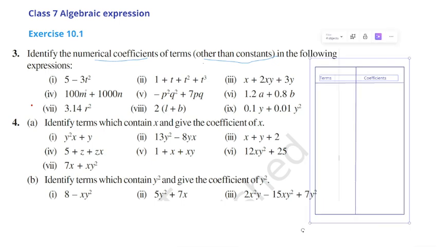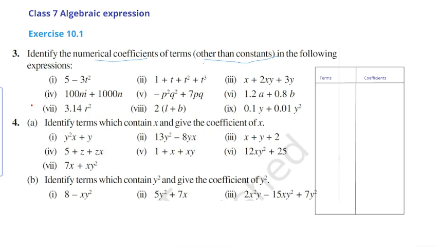We have the first question as 5 minus 3t square. So, how many terms are there? Yes, we have two terms. This is the first term and this is the second term. The first term is a constant and the second term has a variable. So, we will take only the second term here, minus 3t square. Why? Because the other term is a constant. In the question, we need to find the numerical coefficient only for the variable.